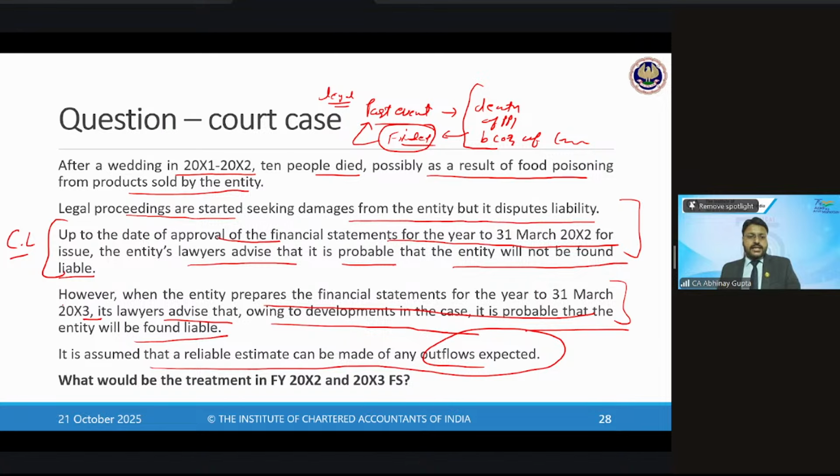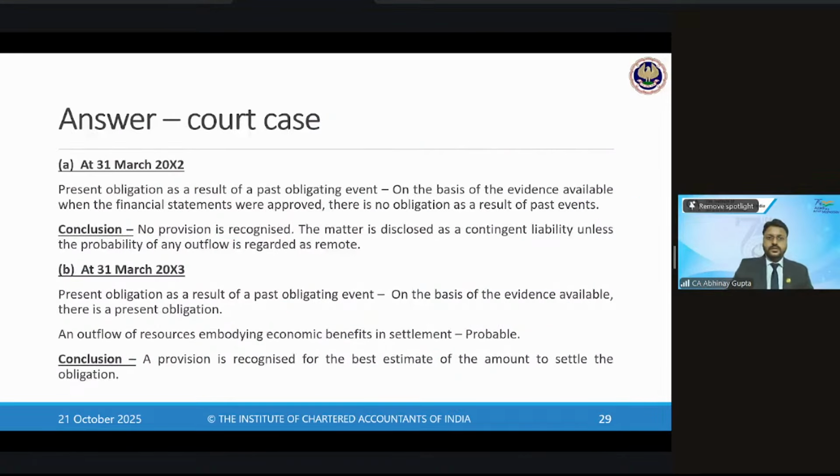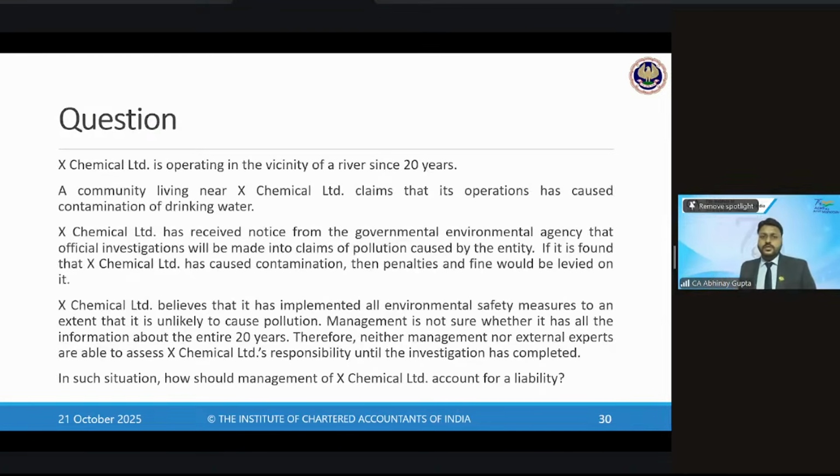But in the second case, past event plus present obligation, the answer comes to provision. Estimate is always measured reliably, given in the question. Correct? Yes. Correct. So this is the answer. You can refer. Okay, so let's do this one.